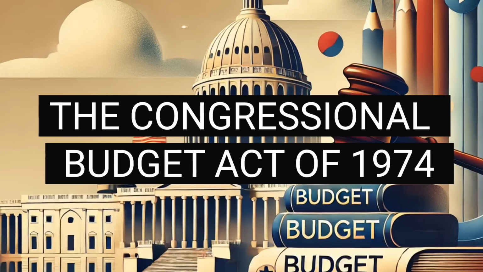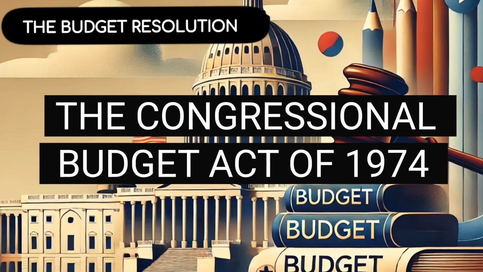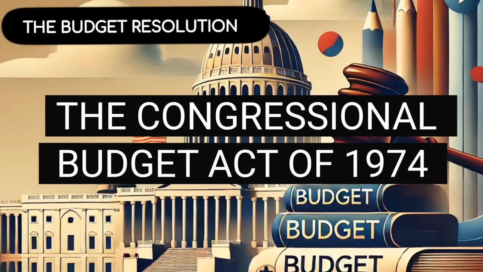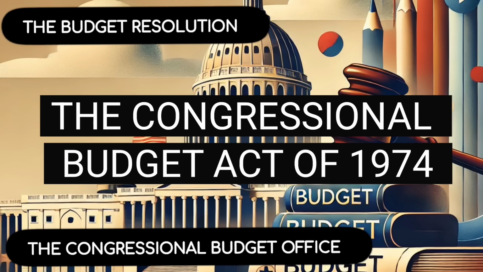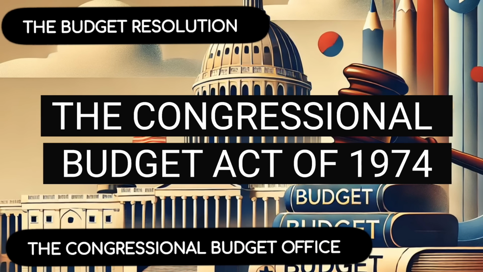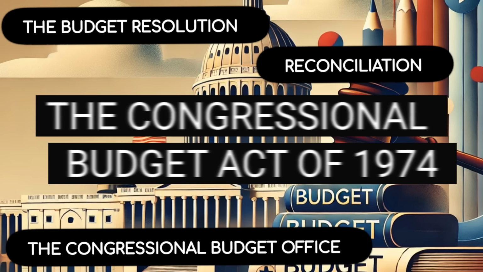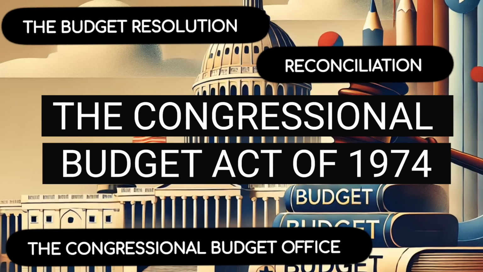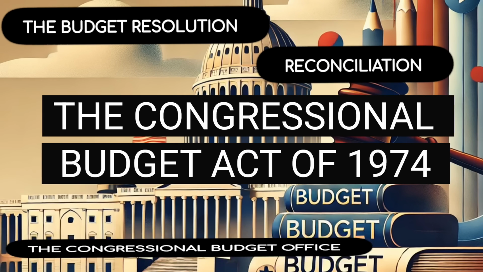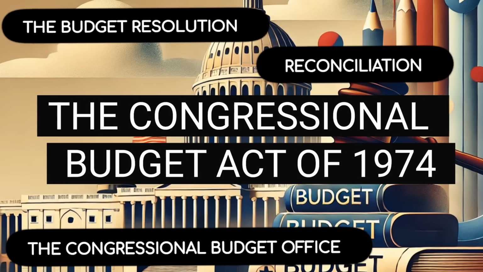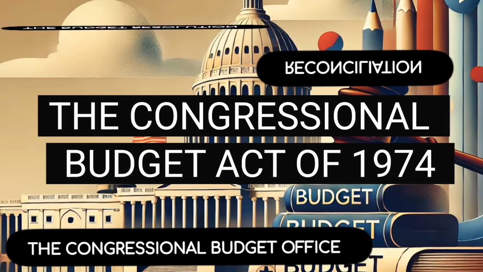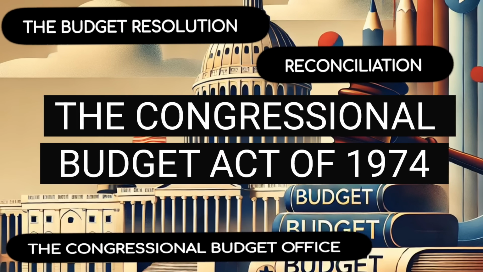This law established the Budget Resolution, a framework for federal spending and revenue targets. The Congressional Budget Office, a nonpartisan agency to provide economic analysis. Reconciliation, a mechanism to align actual tax and spending laws with the budget resolution. Before 1974, Congress lacked a unified process for managing the federal budget. The Act provided a structured timeline and tools for aligning policy with fiscal goals.